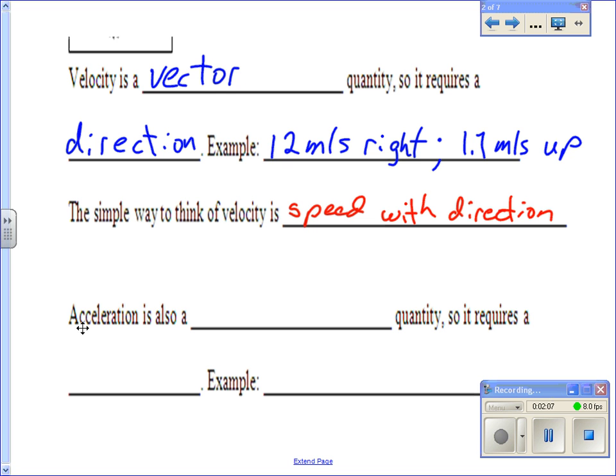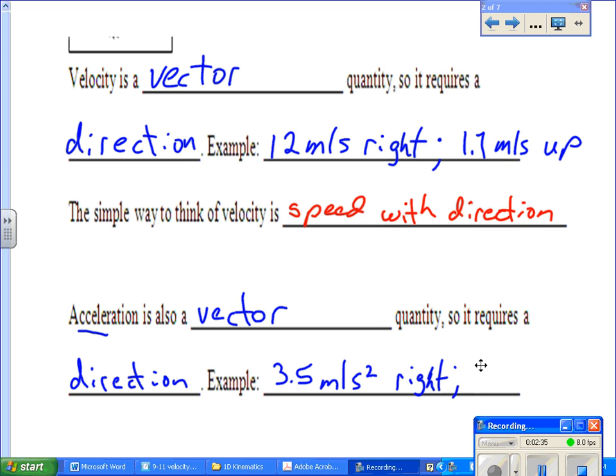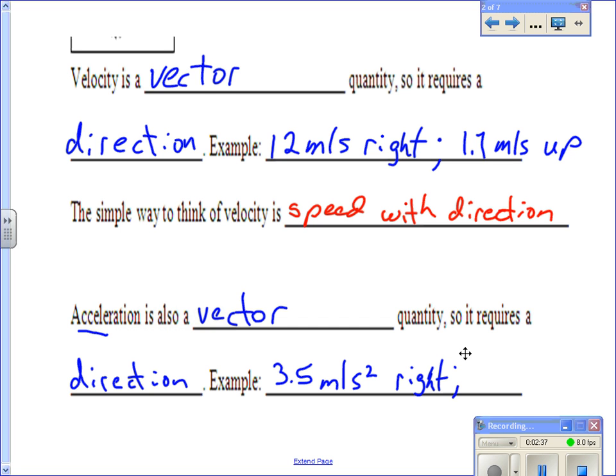All right, now acceleration. What is acceleration? Acceleration is also a vector quantity, so it also requires a direction. So example, it can be 3.5 meters per second squared to the right. Or it could be something like negative 2.7 meters per second squared. Negative implies that it's either going left or going down, the acceleration.